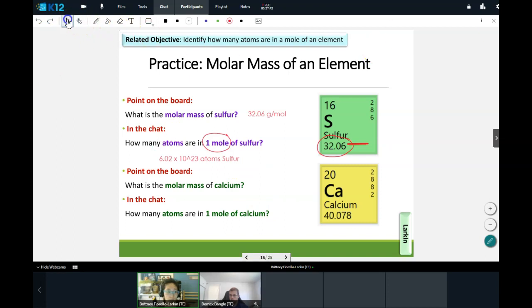Again, point for me on the board. Where is the molar mass of calcium? Take a look at its square and tell me, where do we find molar mass? Excellent. Thank you, yellow. Thank you, red, purple, blues. Lovely. Yes, it's that bottom number again. And so this is going to be 40.078 grams per mole of calcium.